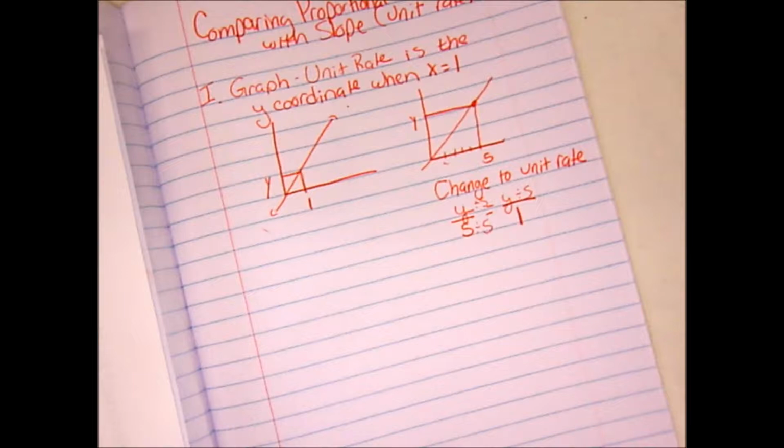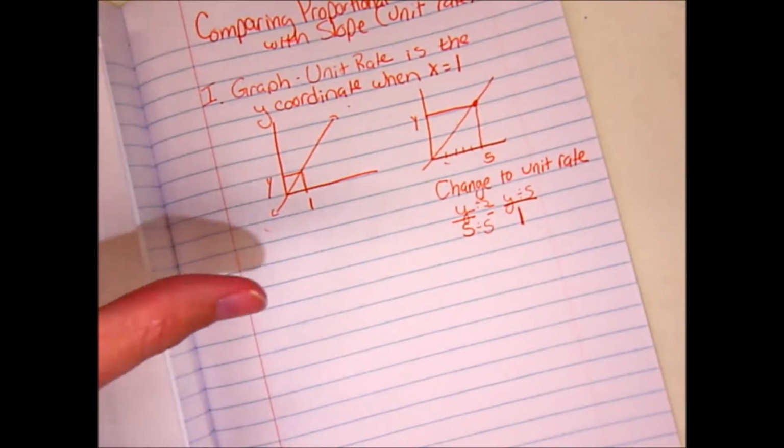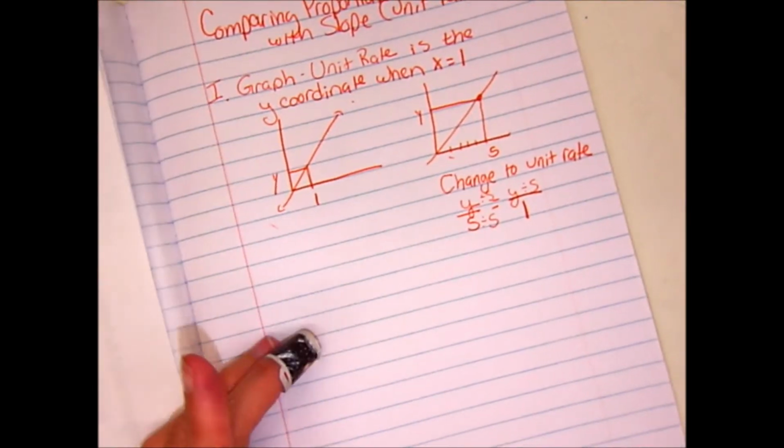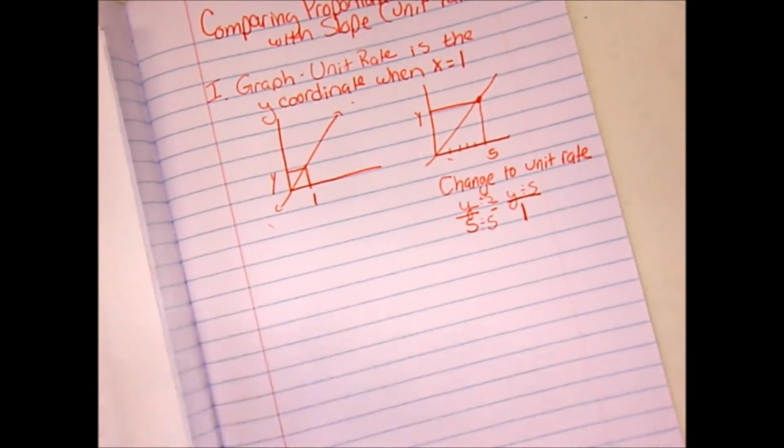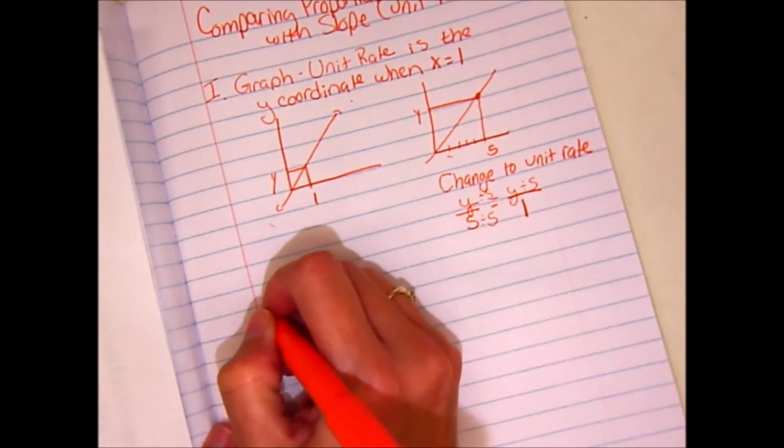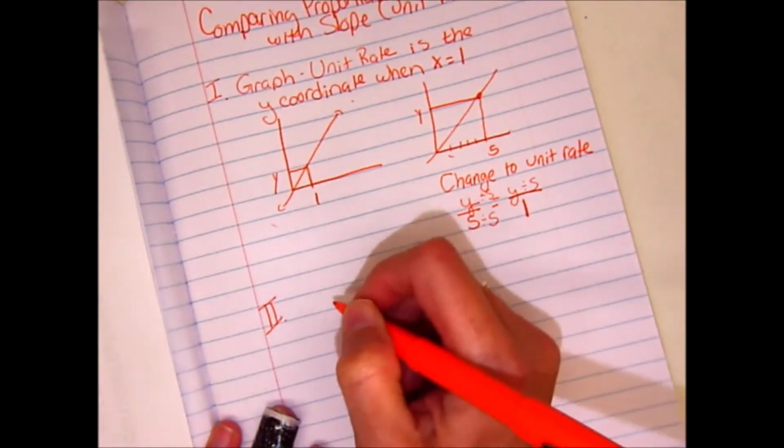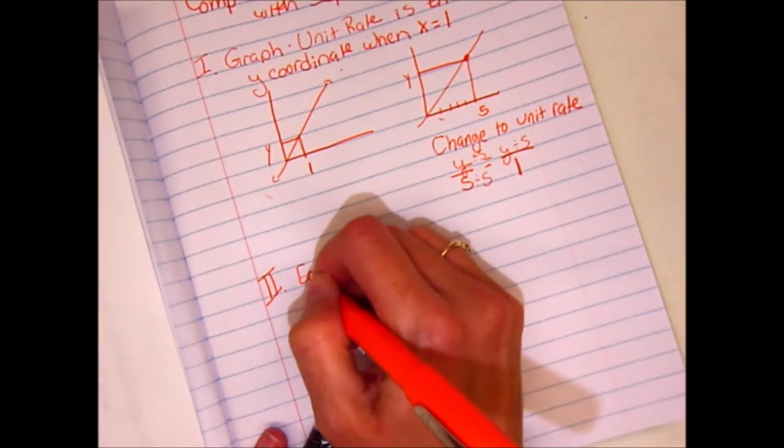What we're going to have in this unit or section is we might have a graph and we're comparing it to a table, or a graph and we're comparing it to an equation. So we need to know where that unit rate is so we can compare it in each one. Let's write this next one down really quick, which is an equation.